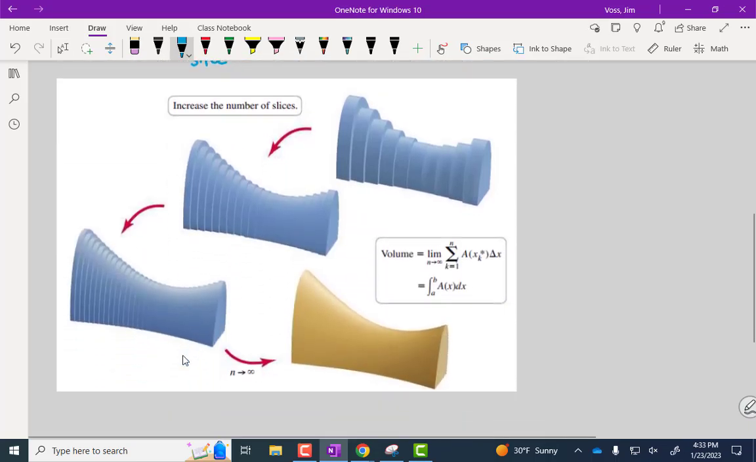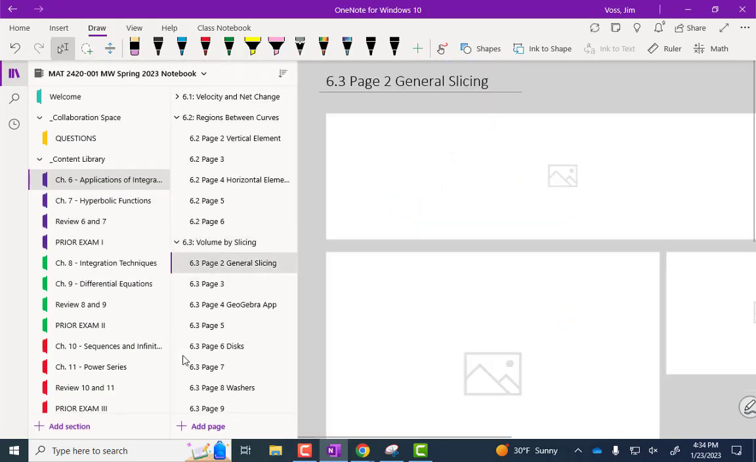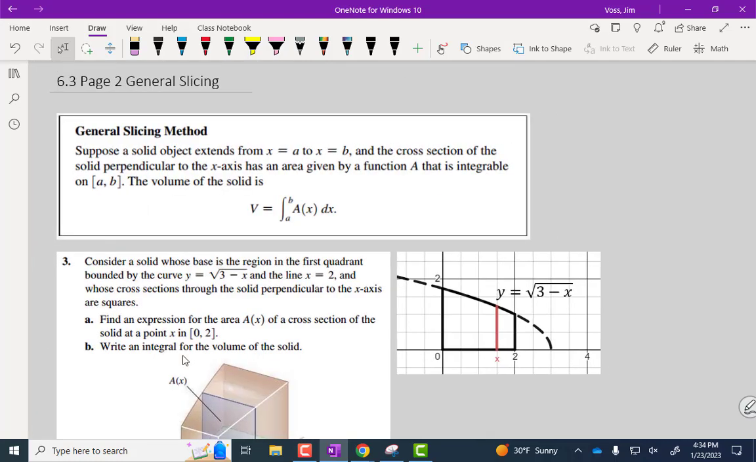And so as you let n go to infinity, your approximations get better and better. And then when you take the limit, your Riemann sum becomes a definite integral. And we know how to deal with definite integrals. Definite integrals are very manageable. So that is the integral that we are going to use for volume. All we have to do is integrate cross-sectional area.